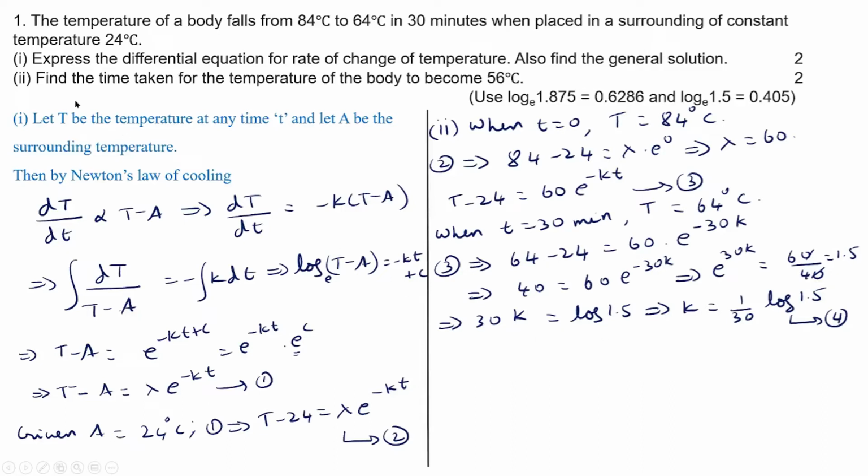Now we need to find the time taken for the temperature of the body to become 56 degrees Celsius. To find t for T equal to 56 degrees Celsius, in equation 3, if we substitute for T equal to 56 and k equal to 1 by 30 log 1.5, we will be able to find t.